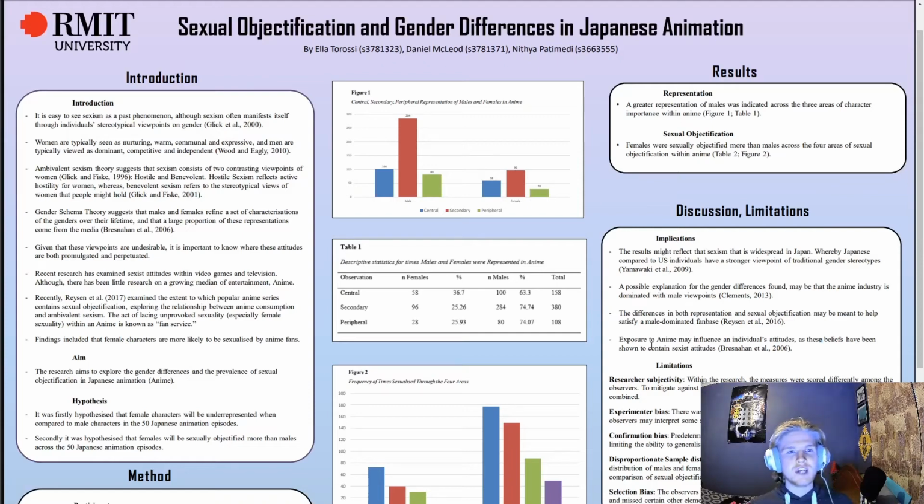Hey guys, this is our research poster. Our research presentation is broken into three areas, and I'll be presenting the first part. So the title of our poster is Sexual Objectification and Gender Differences in Japanese Animation.